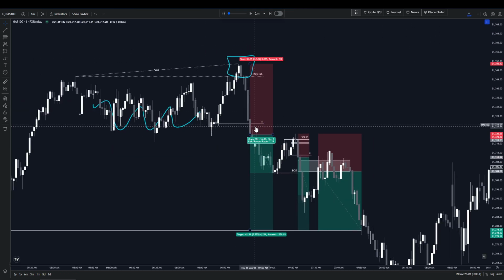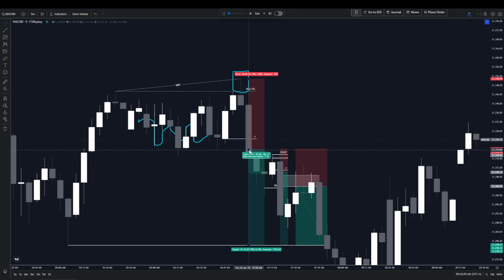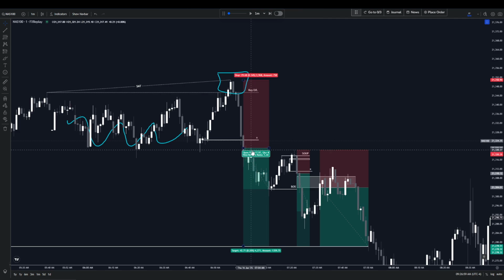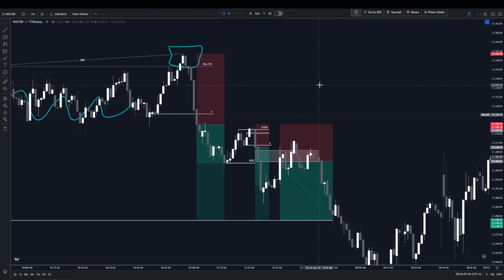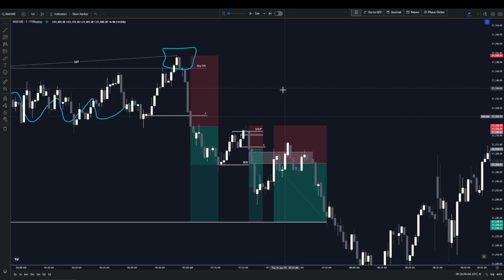You have your change in state of delivery. This is how I enter, and this is the trade that I took, was on the 5-minute change in state of delivery here, after the confirmation was in place, right? Or I think I actually took it on the retrace here. I could be wrong, but that was my entry for this when I took it live. But look what happens following our confirmations, our change in state, and our manipulation.